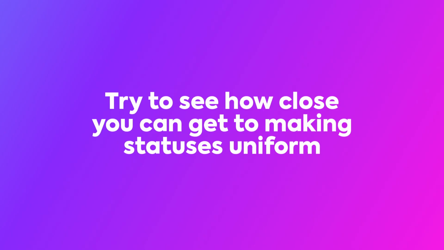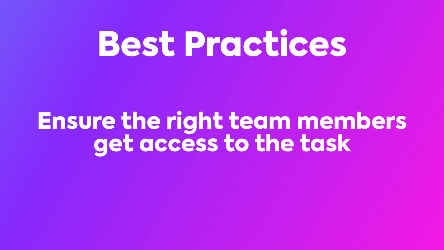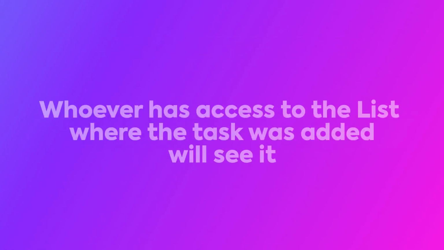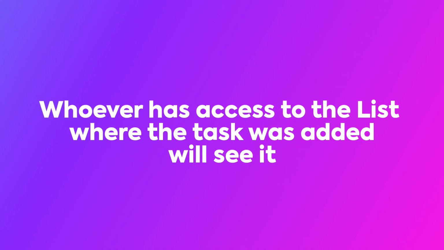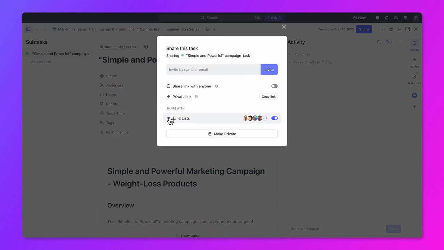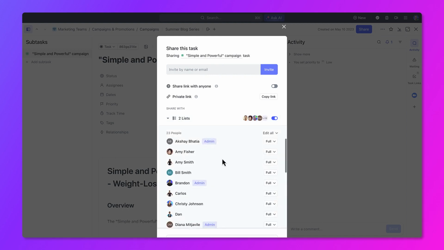The last best practice to discuss is to ensure the right team members get access to the task. Each time you add a task to another list, whoever has access to the list where the task is added will see it, unless it's private. Review the permissions of each task and make sure it can be shared with others before you add it to other lists.